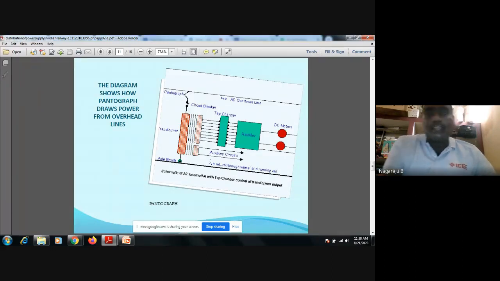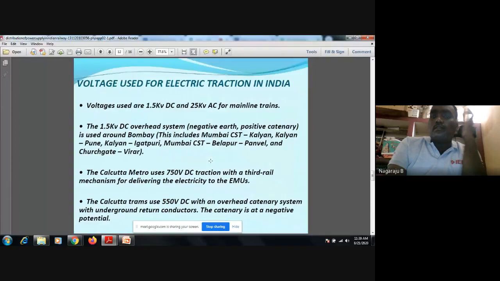This is the main diagram of how an electric traction motor gets power, and an engine gets power using the pantograph, circuit breaker and tap changers. Using rectifiers, the DC motor rotates and feeds the machines. So 1.5 kV at DC and 25 kV at AC for the main line.